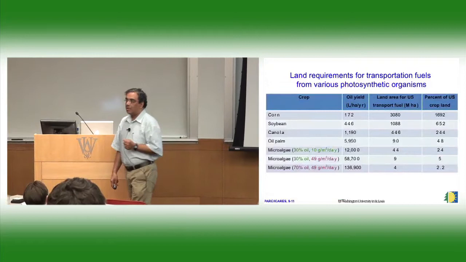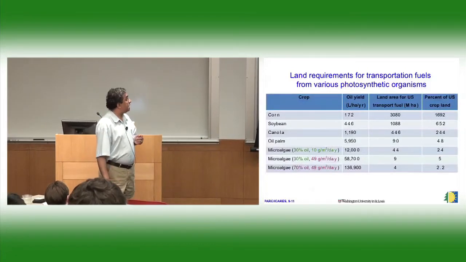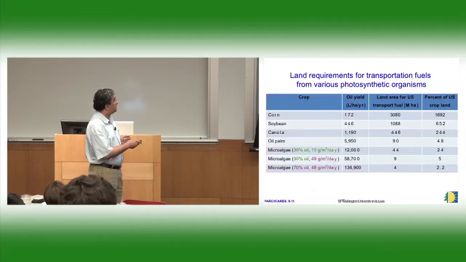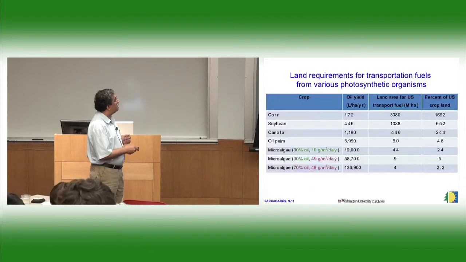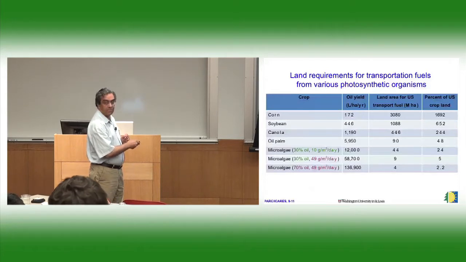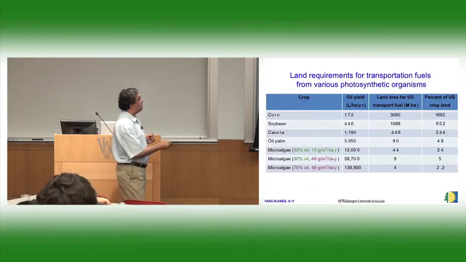And they come from here. Basically, if you look at the productivity, the oil production capacity of different crop plants, highest here is oil palm, okay? You get certain numbers.